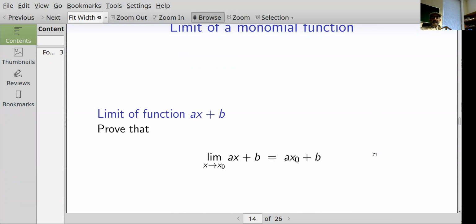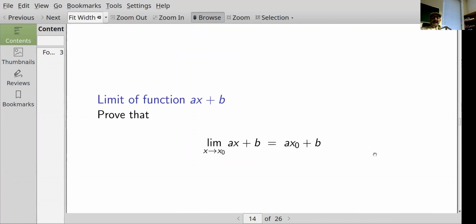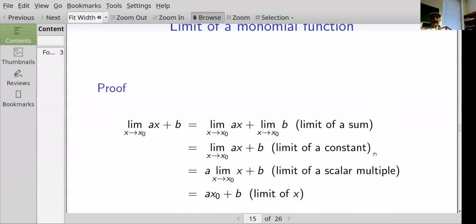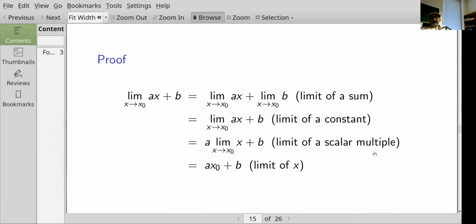Okay. The limit of a monomial function, well, we already did this, I think. So I won't prove that again. But we can now use these rules. We can trust these rules that we developed. So I can say the limit as x goes to x naught of ax plus b.